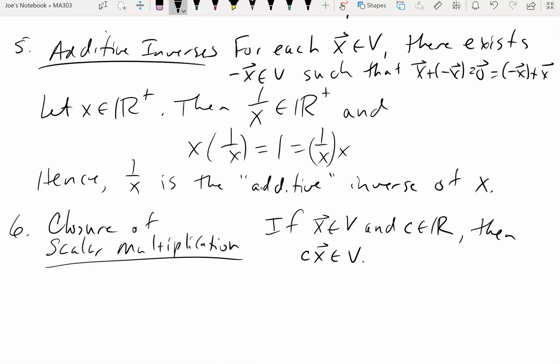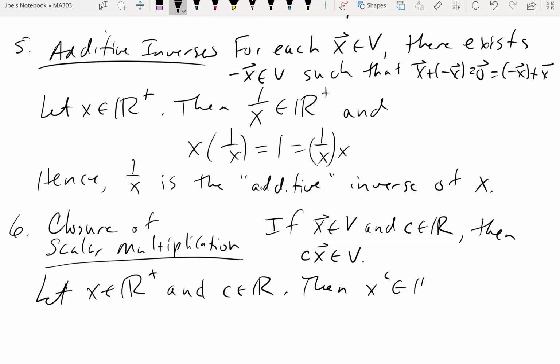All right. So in this case, we're going to let x be a positive real number and c be any real number. Then x to the c is still positive, right? Because I'm doing x to the c here, since that's how our scalar multiplication was defined. If I take a positive number to any power, it's still going to be positive.